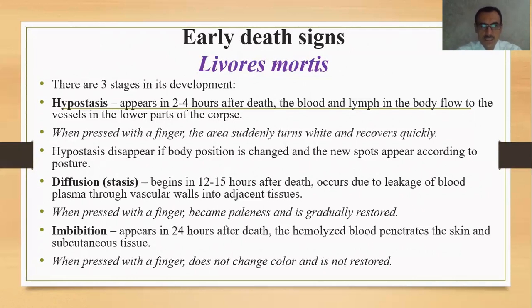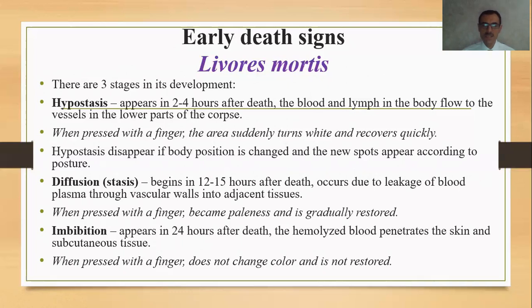There are 3 stages in this development. First, hypostasis appears in 2 to 4 hours after death. The blood and lymph in the body flow to the vessels in the lower parts of the corpse, because after death, the human body becomes subject to physical laws. When pressed with the finger, the area suddenly turns white and recovers quickly. The hypostasis disappears if body position is changed, and new spots appear according to posture.